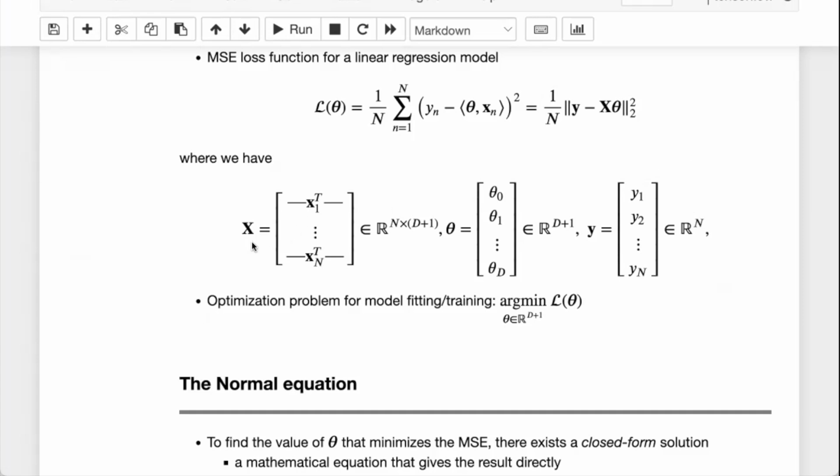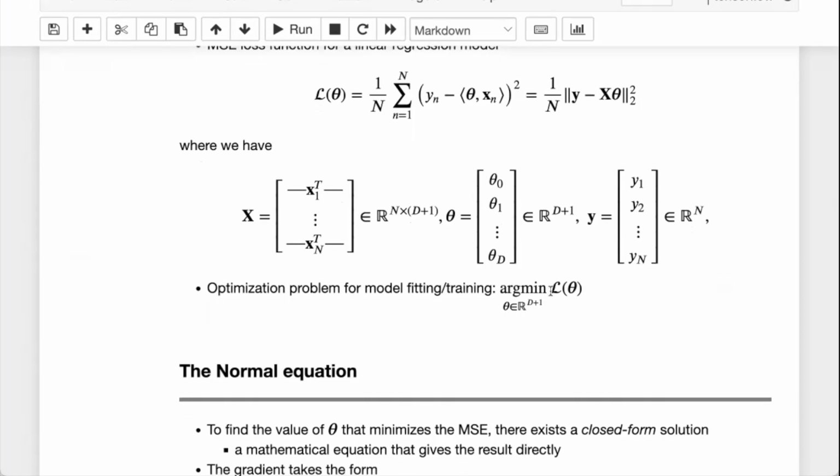So multiplying x by theta gives us a vector of size n by 1, or n, since we are talking about column vectors. Then we have this target or output vector y, which is also of size n, and we can subtract them. And then the goal is to find the minimizers of this loss function, where we have d plus 1 of them.